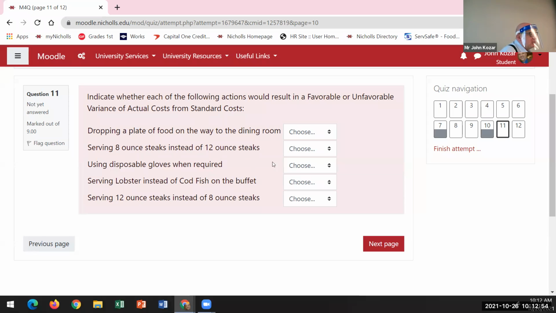Using disposable gloves when required. This would be a neither. You have to do that. Serving lobster instead of codfish on the buffet. That's going to raise your food cost. Serving 12-ounce steaks instead of 8-ounce steaks. It's also going to be raising the food cost.